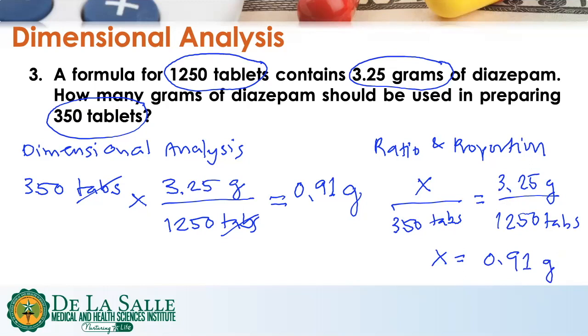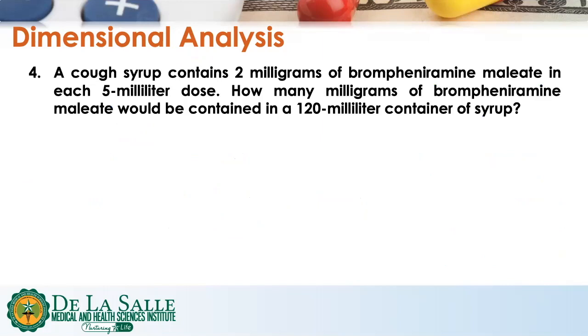Okay, let's move on to the next question. Question number 4. A cough syrup contains 2 milligrams of brompheniramine maleate in each 5 milliliter dose. How many milligrams of brompheniramine maleate would be contained in a 120 milliliter container of syrup? Just like what we did before, let's identify the given. 2 milligrams of brompheniramine maleate present in each 5 milliliter dose. We are asked to determine how many milligrams of brompheniramine maleate would be contained in 120 milliliters of the syrup.